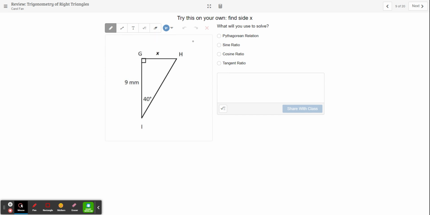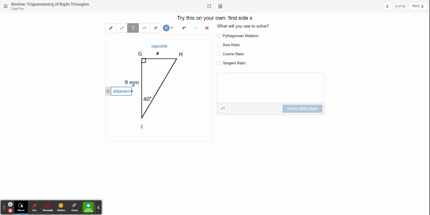Right, so I'm assuming that you've done the question. Let's take this one up. For us to find side x, we have to use trig ratios because we only have one side given. We can't use Pythagorean relation. Now let's label our sides so that we can see which ratio to use. X is our opposite, and the 9 here is our adjacent.